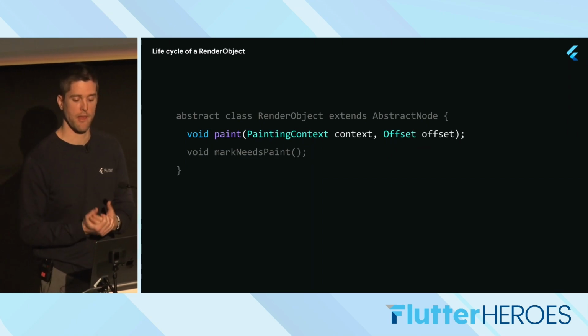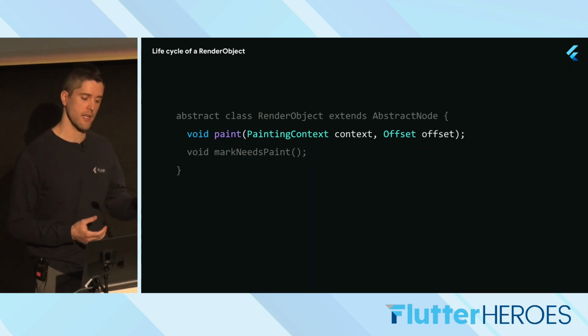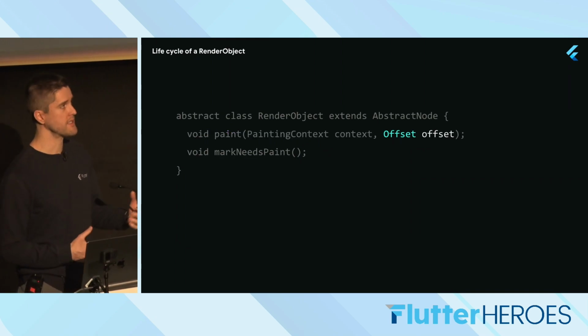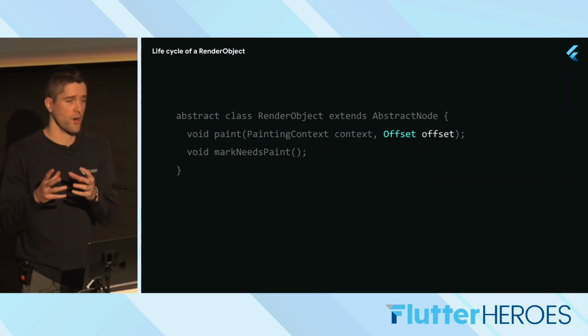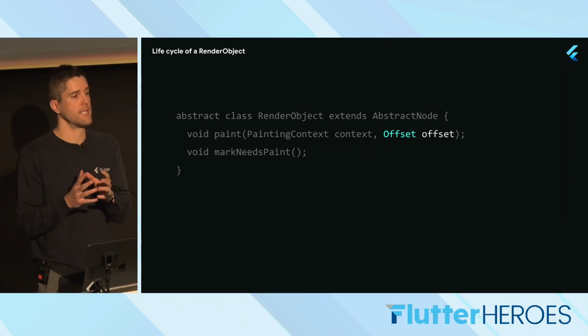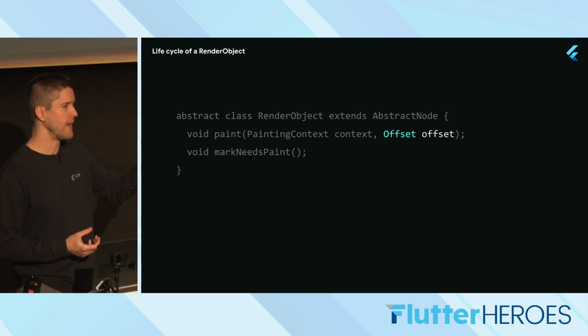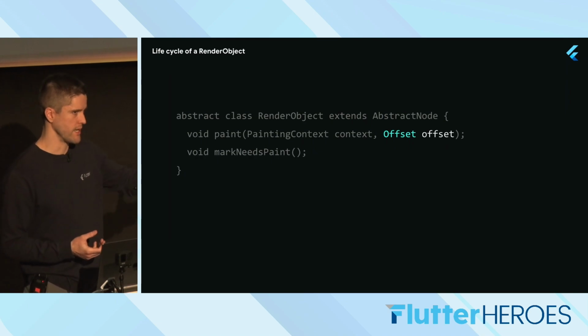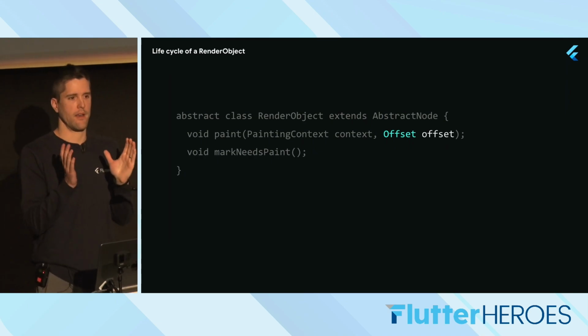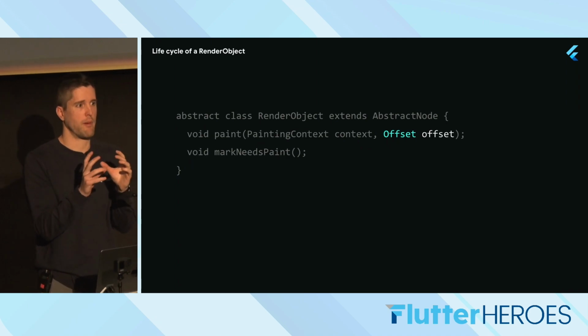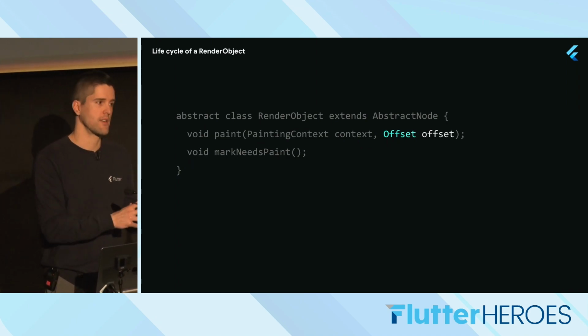Okay, so this paint method takes a couple of interesting parameters. We see this painting context there and an offset. The offset is our position, the origin of our render object relative to the origin of our parent. And we just got done laying ourselves out as a render object. So you might think that now in the paint phase, we can actually only draw within the lines that we've indicated by that size value we set during layout.